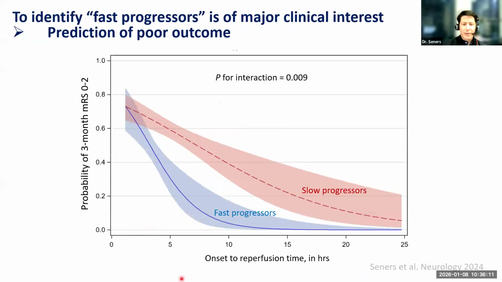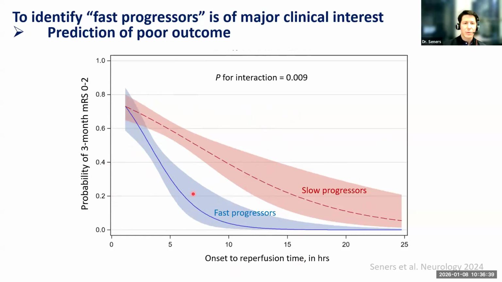Another way to show that, here on this slide, is the probability of reaching a good 3-month functional outcome depending on the time from onset to reperfusion with EVT. These are only patients with successful thrombectomy, TICI 2b-3. You can see as time elapses, the probability of good outcome is lower for all patients, but that time is much more critical for fast progressor patients.